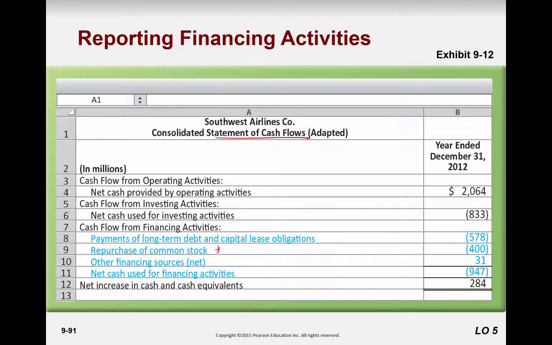And here you have the repurchase of common stock, which is known as treasury stock, and payments of long-term debt and any other financing that we have. And this concludes our lecture for Chapter 9.